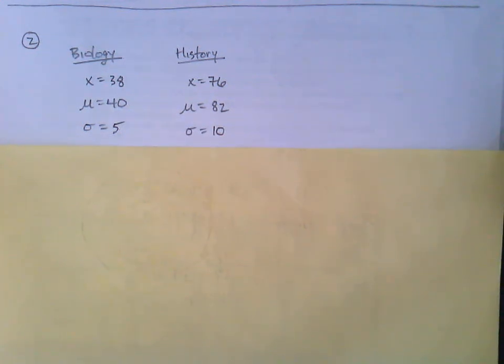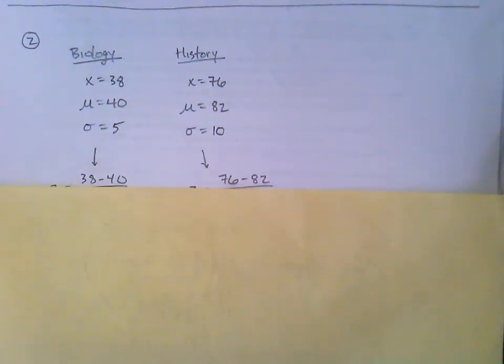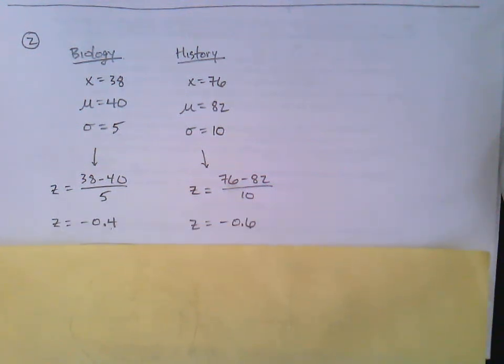So sigma equals 5 for the biology, sigma equals 10 for the history, and we're going to find the z-score for both of these. And so you see me kind of laying it out there. So for biology, z equals 38 minus 40 over 5. And for history, 76 minus 82 over 10. And that gives us these z-scores here. For biology, it was negative 0.4. And for history, it was negative 0.6.